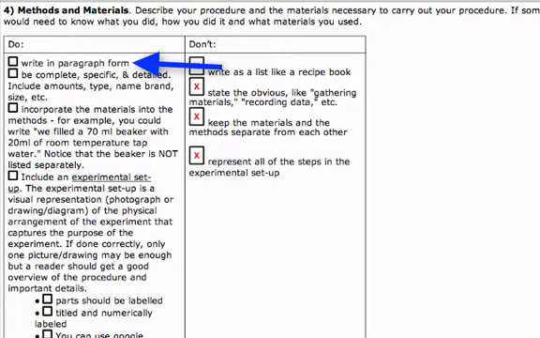And perhaps in previous grades you were able to do that, and there was reason for that. But as we're starting to get more advanced, it should be written in paragraph form. Should be very detailed. You should not have separate materials and methods. This should be all incorporated into your paragraphs, so you can incorporate the materials into your steps. So you see an example here where it says we filled a 70 milliliter beaker with 20 milliliters of room temperature tap water. So you notice the beaker isn't listed as a separate material, it's just incorporated into the sentence.